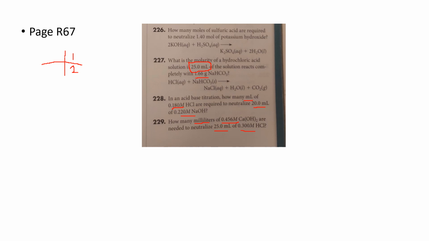We can use M1V1 equals M2V2. Again, make sure you match up your volume and molarity of your acid on one side of the equation, volume and molarity of your base on the other side. We solve for that volume of the base. We end up with 8.22 milliliters of calcium hydroxide.